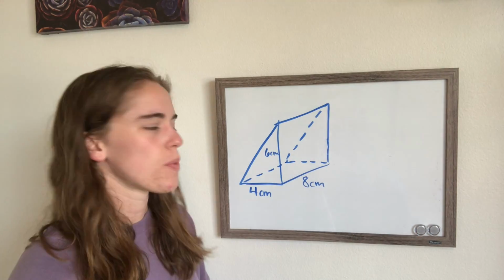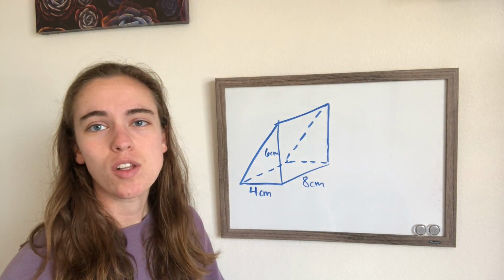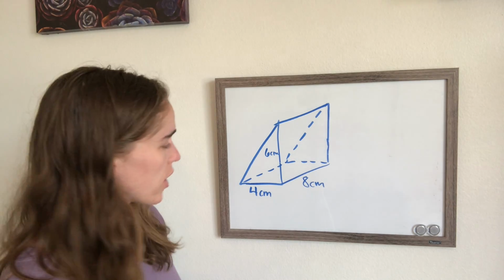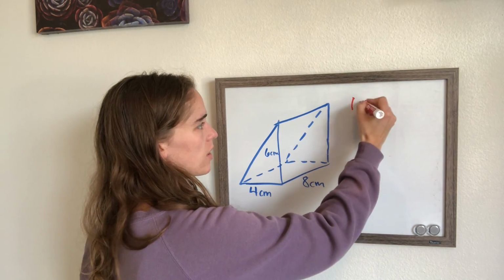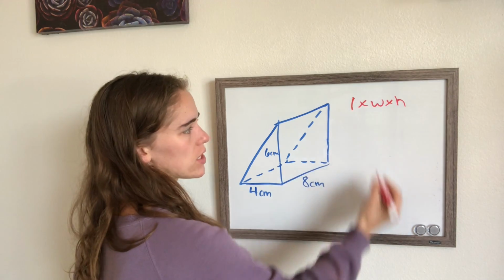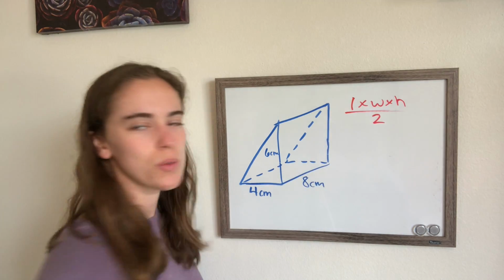Surprise, surprise, another triangular prism. We're hitting them hard today. We're going to use the same formula, length times width times height. That would be for a rectangular prism, so we're going to divide it by 2, so we have our triangular prism.